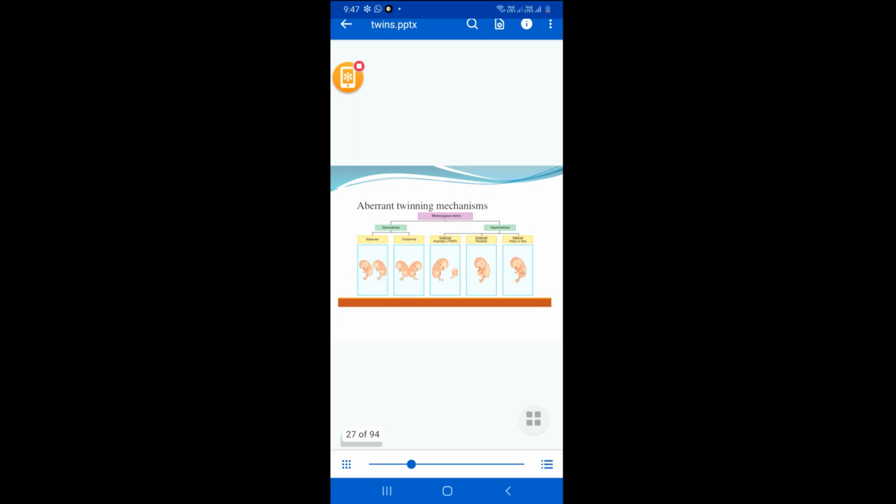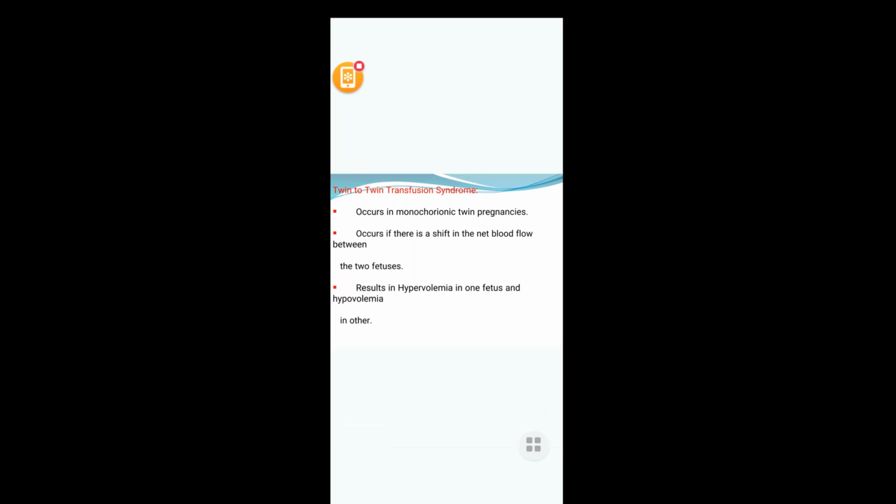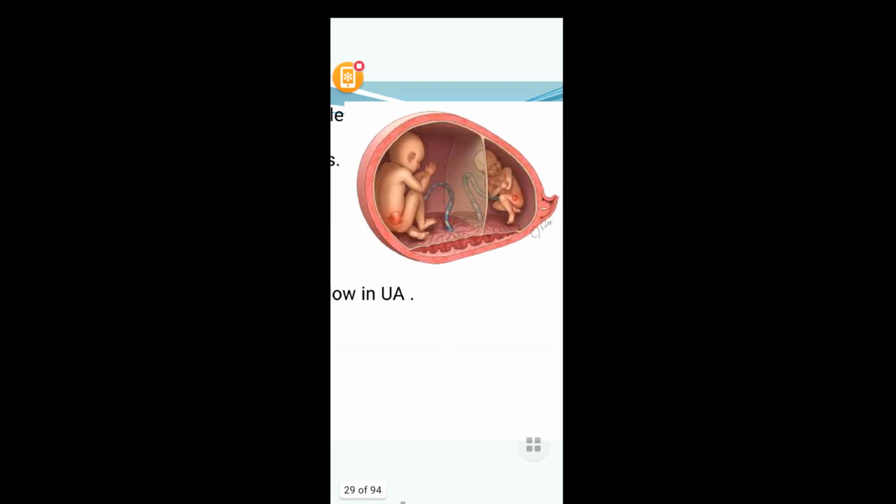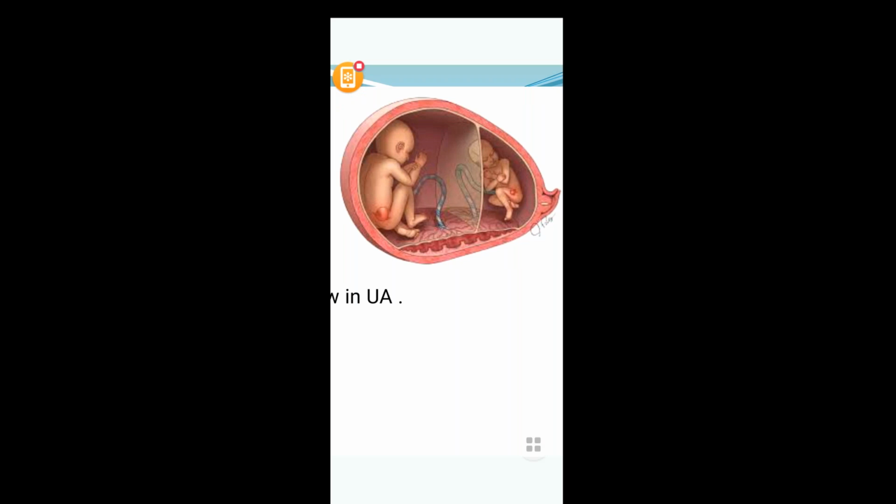Coming to twin to twin transfusion syndrome, it occurs in monochorionic twin pregnancies. It occurs if there is a shift in the net blood flow between the two fetuses, which results in hypervolemia in one fetus and hypovolemia in the other. This is a diagram showing a small fetus and a normal sized fetus, a small sac and a big sac, very low amniotic fluid and more amniotic fluid.